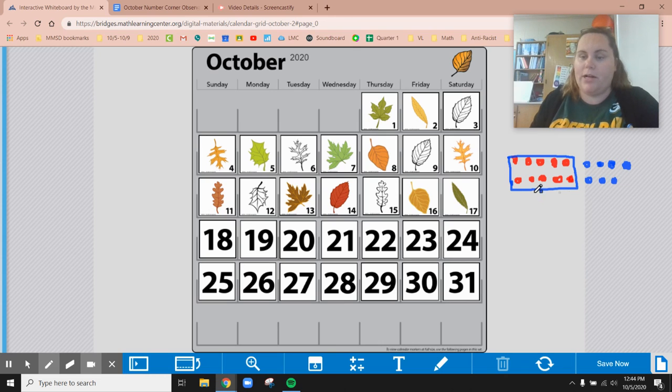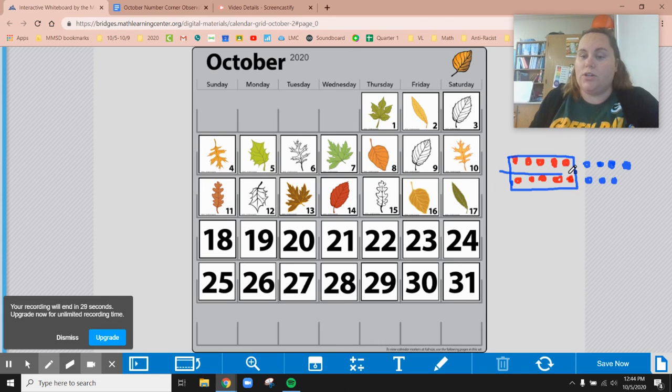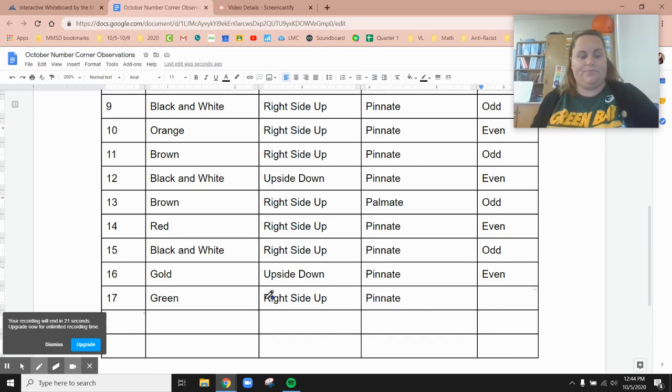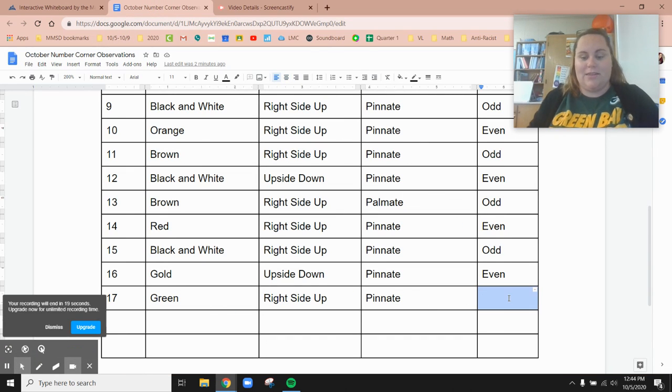I could also count by ones adding on. So I'm going to circle my groups. I've got uneven groups, which means that our number is odd. So we know it's odd, and those are our data for today.